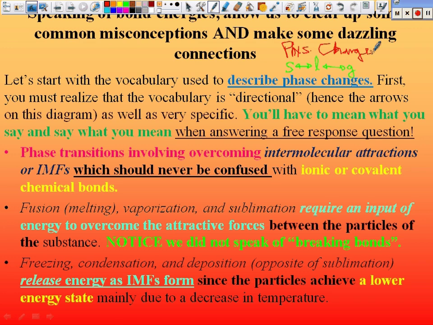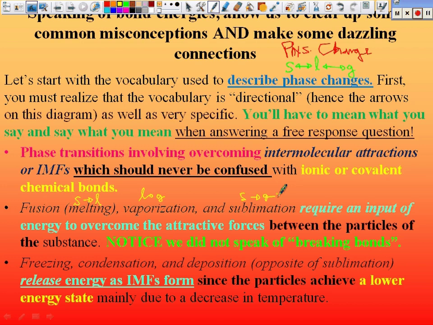Melting. What is it going from and to? All right. Vaporization. What's happening? Liquid to gas. And then sublimation is solid to gas. So in all 3 of those different things that are occurring, are they getting closer together or farther apart? Getting farther apart.